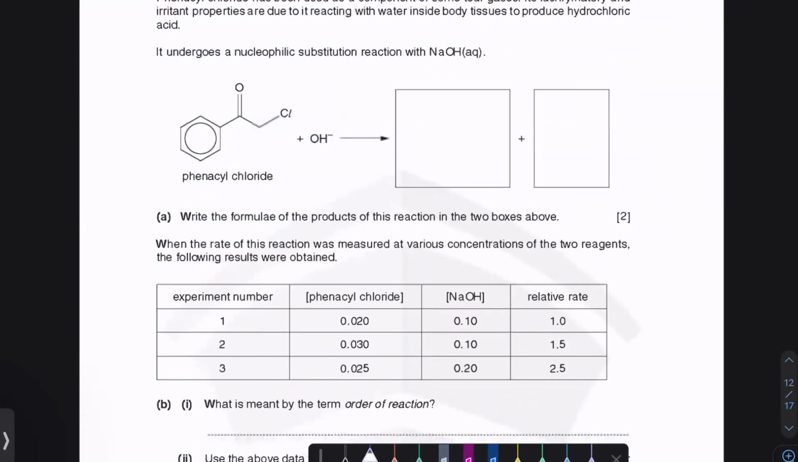No, sir. All right. Phenacyl chloride has been used as a compound. It undergoes a nucleophilic substitution reaction with NaOH. Okay, since nucleophilic substitution is happening, OH is going to replace the chloride. So I'm going to get this whole thing, but with OH here. And I'm going to get chloride separated.